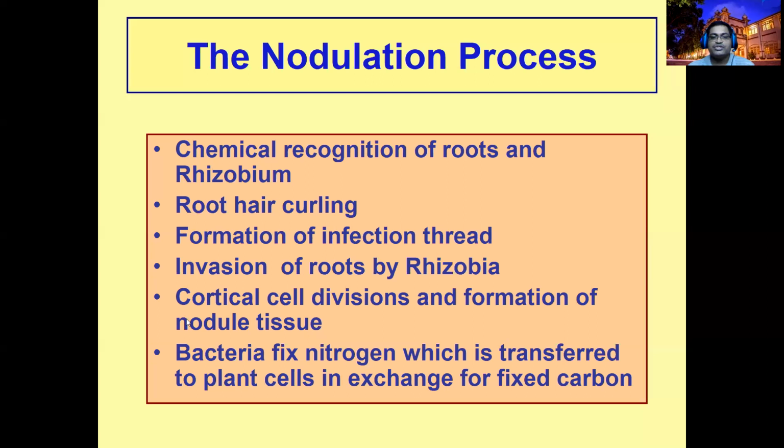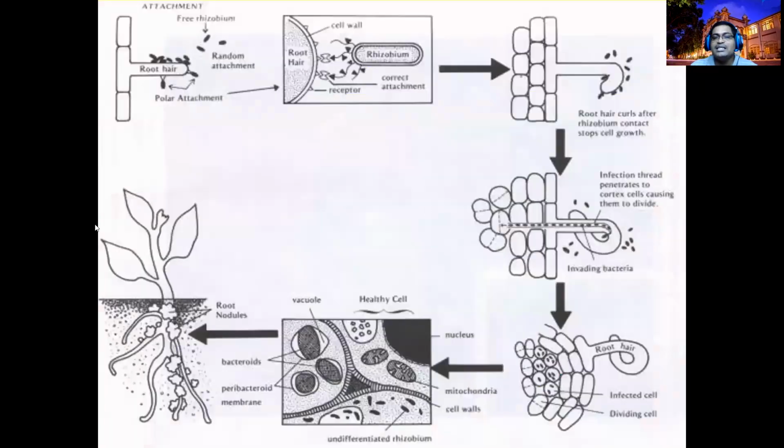These are the steps: chemical recognition, root hair curling, formation of the infection thread, infection of the root by the rhizobia, cortical cell division, and finally nitrogen fixation. These steps are shown clearly in this picture, right? Explanations are there in the forthcoming slides, but I will not explain that. I will explain with the help of this diagram.